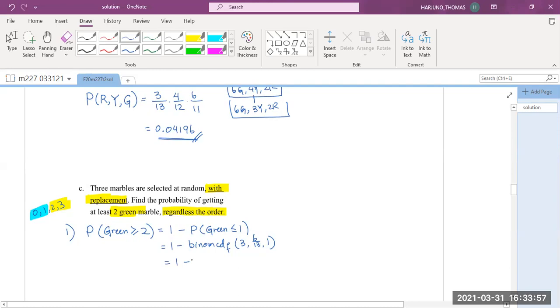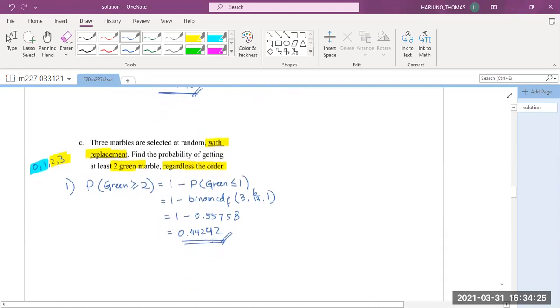I use my calculator now. I get 1 minus 0.557578. So this is 8 here. It's 0.44242. This is a 4. Now, that's the first way.